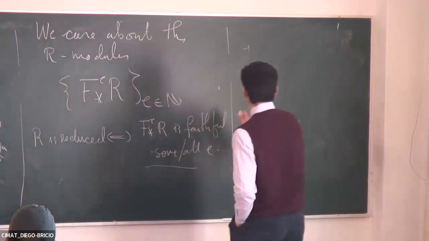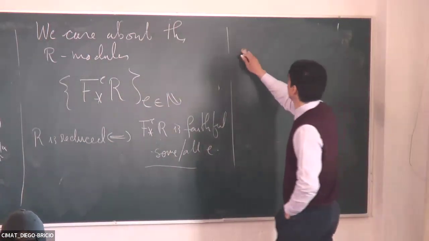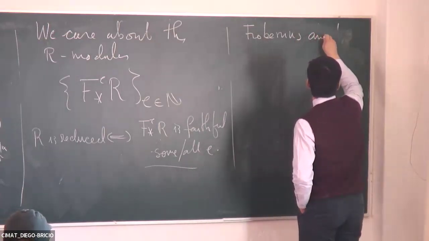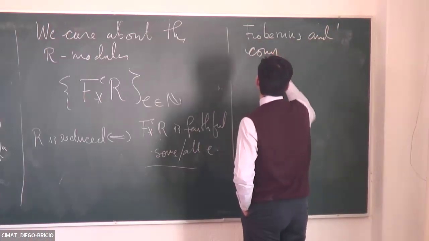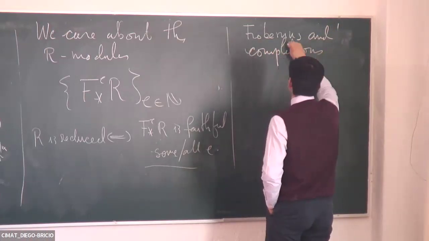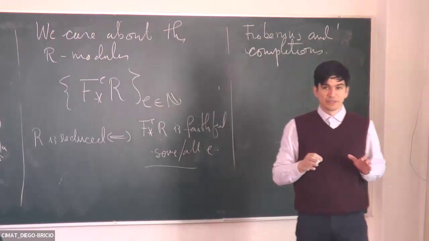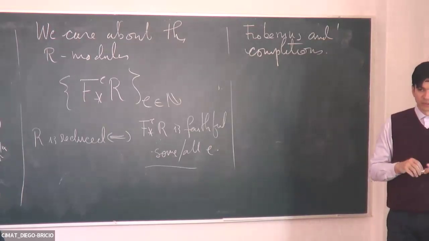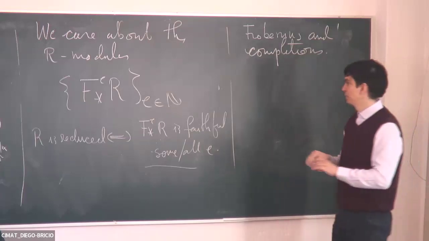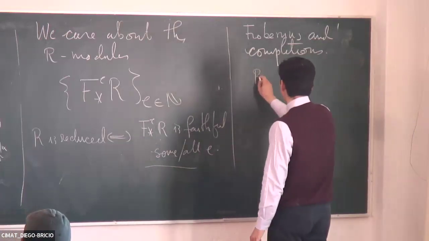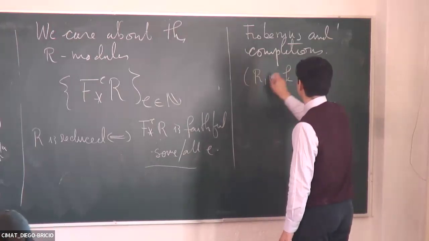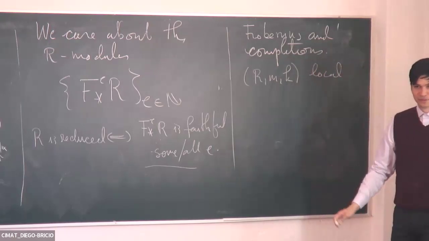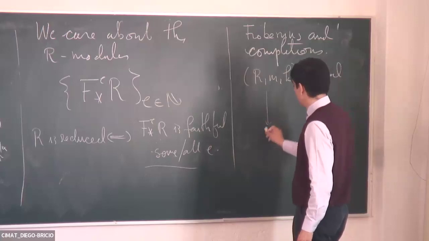So with this, I can make an observation about Frobenius and completions. We saw that Frobenius is friends with localizations, and so it's also going to be friends with completions in a very specific way. So suppose that you have a local ring. Local theory, right? We saw the other day that we can complete that ring.